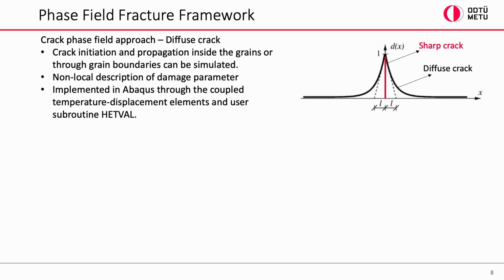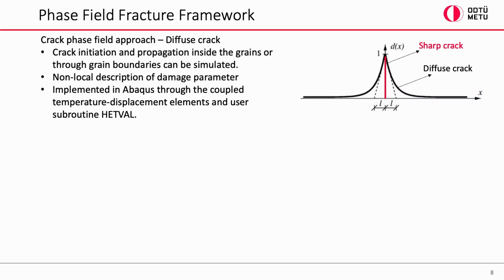Let me talk about the phase field fracture framework very briefly. This phase field is also called the crack phase field, so the phase in this model is actually the crack. It is a diffuse crack approach, as you see. Instead of a sharp discontinuity in the model, we have a diffuse description of the crack. And when the phase field parameter reaches 1, the material fails.